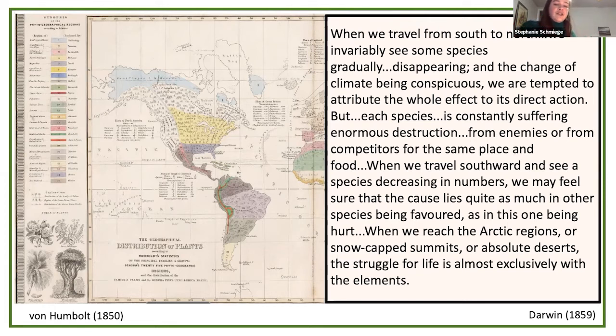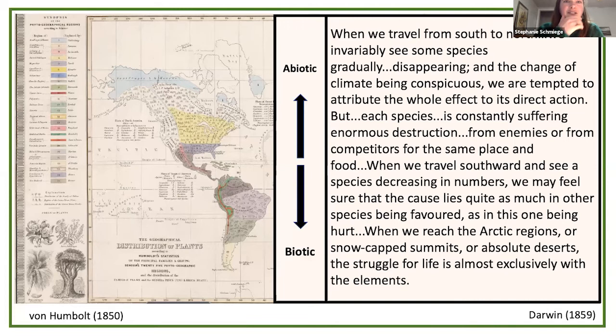When we reach the Arctic regions or snow-capped summits or absolute deserts, the struggle for life is almost exclusively with the elements. I love the language of that. And I think it draws on the ideas of von Humboldt. We have that abiotic factor coming in, all of those environmental constraints, but also the inclusion of biotic factors. And Darwin puts that into perspective, in particular with regard to latitude, with the idea that as you move north towards harsher environmental conditions, you might be constrained more by abiotic conditions. But as you move to the low latitudes of the world where the environmental conditions are gentler and kinder, you might be constrained more by biotic factors or things like competition.